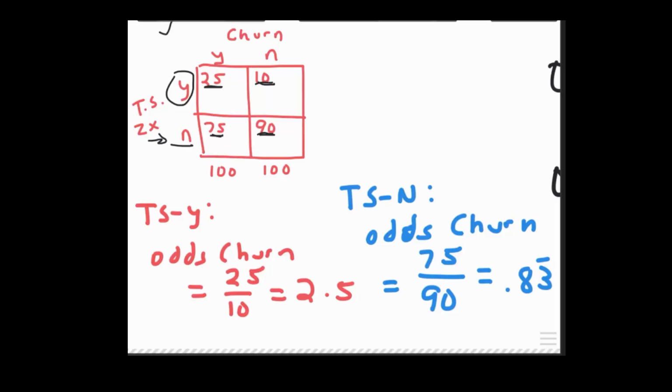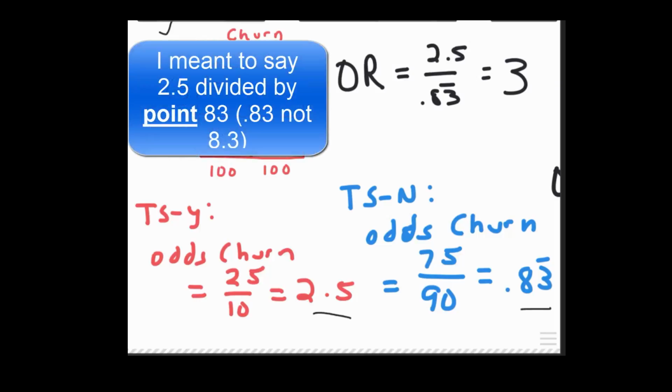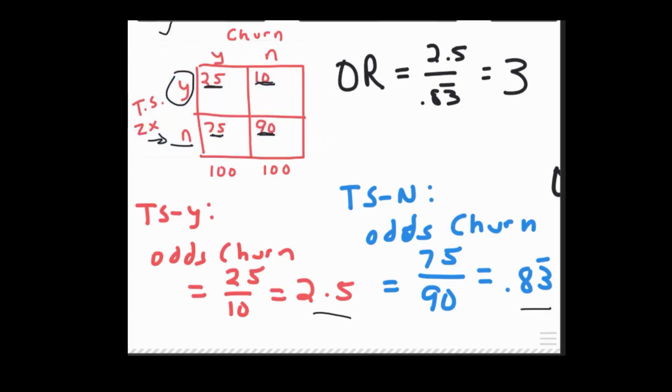So now we have the odds for each of our 2 levels of exposure or explanatory variable. We've got the odds for each group. The odds ratio, which is pretty much what it sounds like, is just the ratio of those. 2.5 divided by 8.3, and that gives us 3. So what that means is that for the people who did contact technical support, the odds that they would leave are 3 times as great as the odds for someone who did not contact technical support.